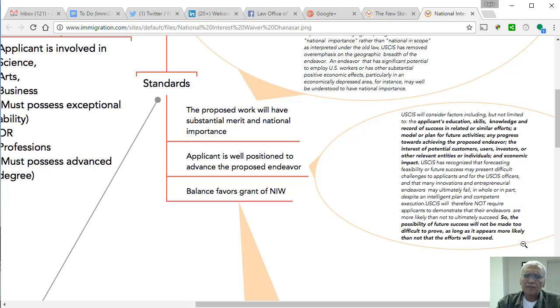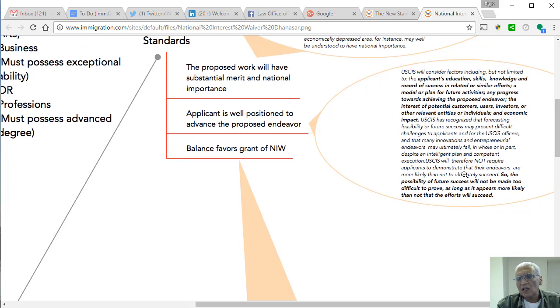And the last thing which they say is the balance favors grant of NIW. What does that mean? The idea is Congress created a scheme to protect the US workforce. What is that scheme called? That's called PERM, labor certification. On the other hand, Congress also created a scheme to skip that process of labor certification. That scheme is called national interest waiver. So USCIS has to balance each case to decide whether in this case it is a good idea to skip the labor certification.